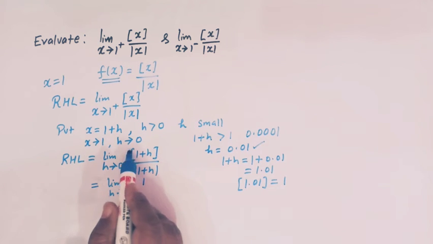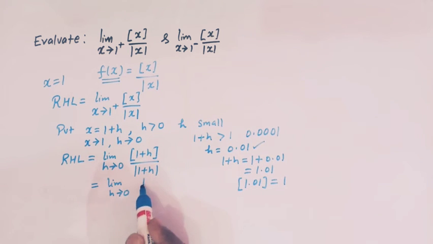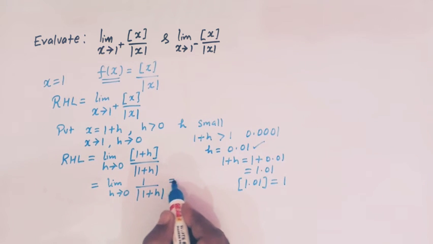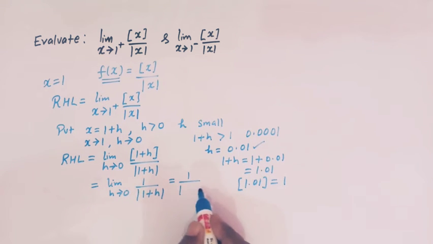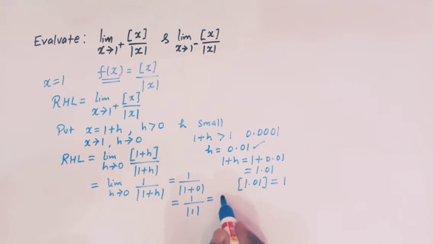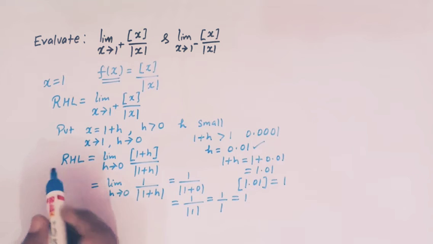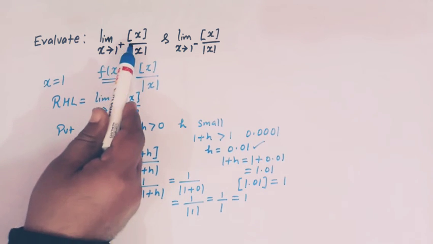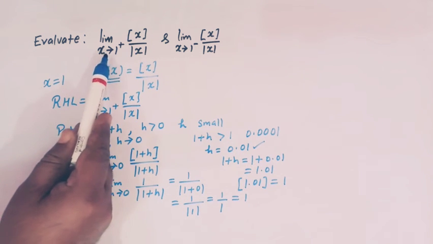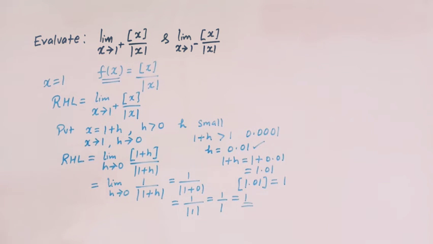So the value of greatest integer 1 plus h is simply 1, and here we have the absolute value of 1 plus h. Now when h tends to 0, we have 1 over mod of 1 plus 0, that is 1 over mod of 1, that is 1 over 1, that is 1. So the right hand limit of this function when x tends to 1 is 1.